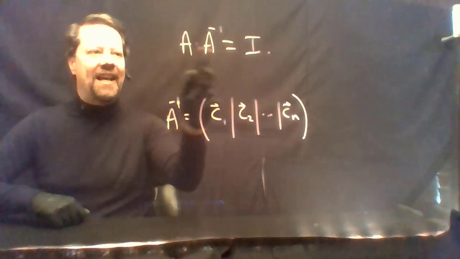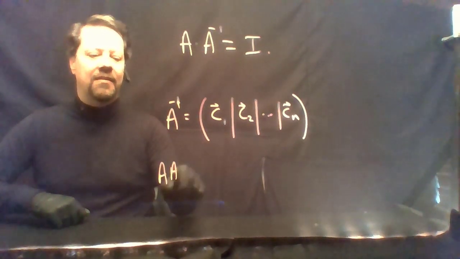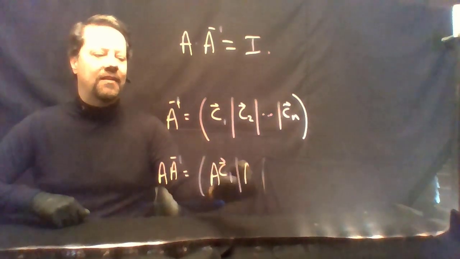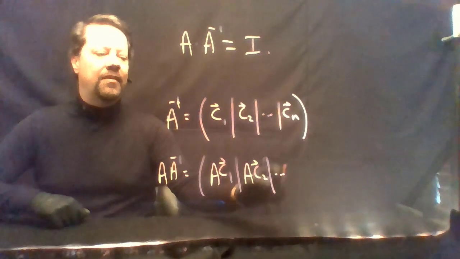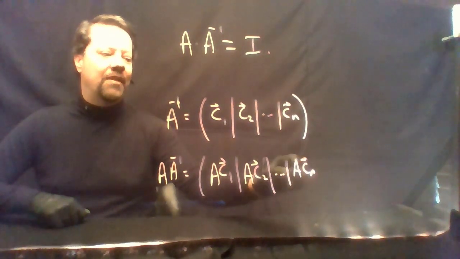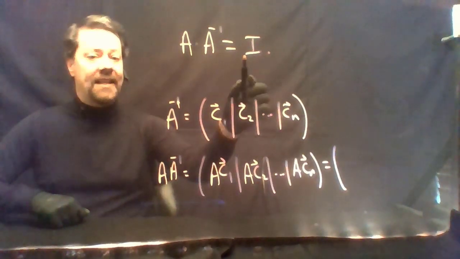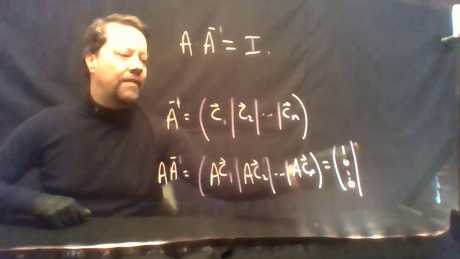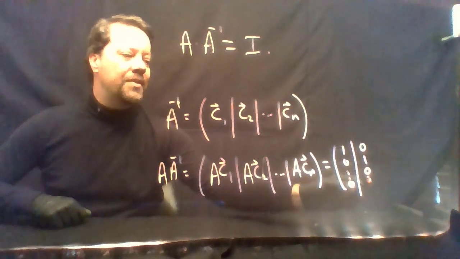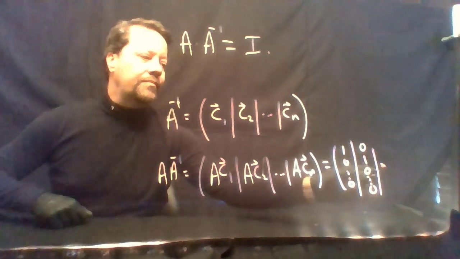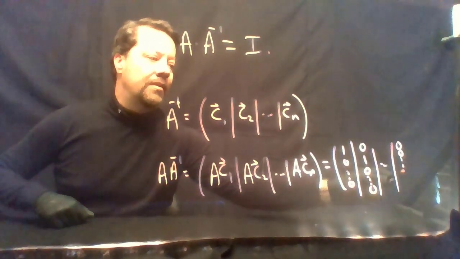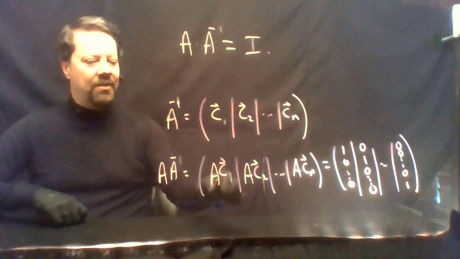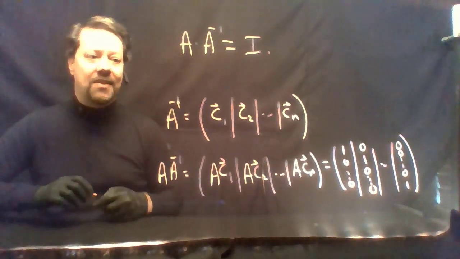If we multiply A times A inverse, what we'll get is A times column 1, A times column 2, down to A times column n. The identity matrix will be 1, 0, and a bunch of zeros, followed by 0, 1, and then a bunch of zeros, and so forth until we get to 0, 0, and then terminating at a 1. In other words, we have to solve the following system of equations.